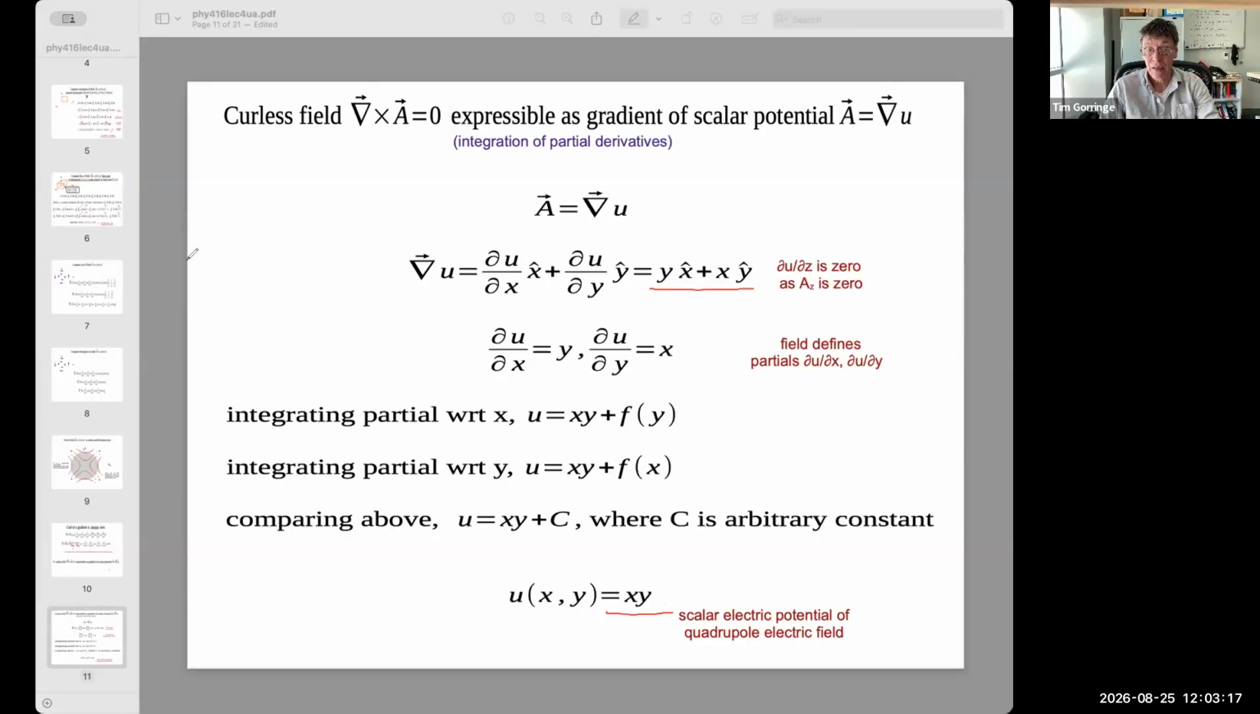This will come up later. I don't want to worry too much right now about the derivation. I just want you to note the property that a curlless field can be represented by the gradient of a scalar potential. And we proved that on the last slide by proving that the curl of a gradient is zero.